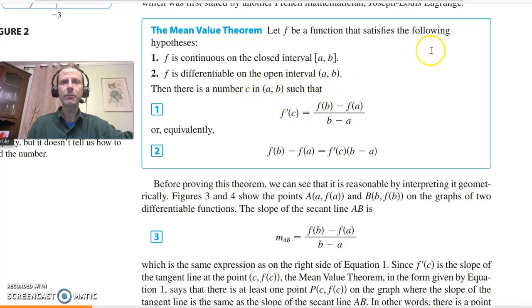So it's saying that for any two points, if you make a secant line between those two points, there's going to be a point in between them where the tangent line at that point is going to have the same slope as the secant line.